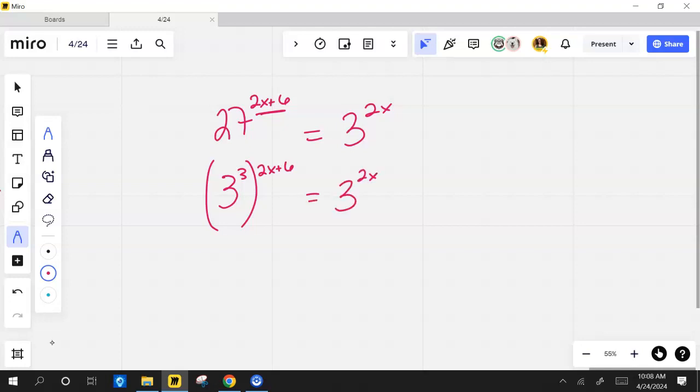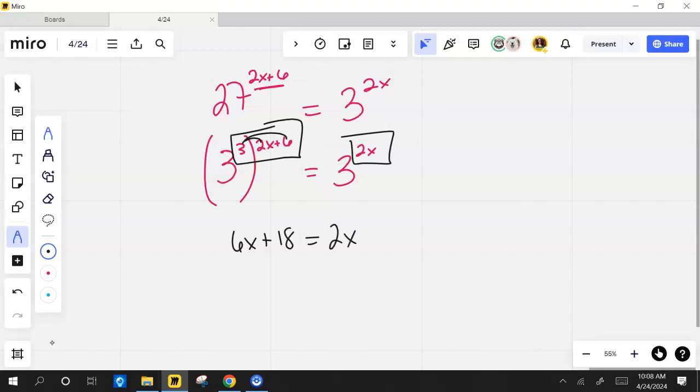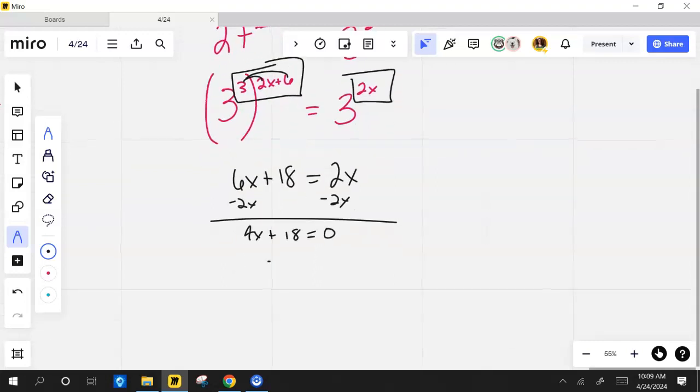What do you do when you raise a power to a power and you multiply? So when I drop these bases off, I have to say all of this, which is a multiply situation. So 6x plus 18 equals 2x. Now what? Subtract 2x. I get 4x plus 18 equals 0. Okay.